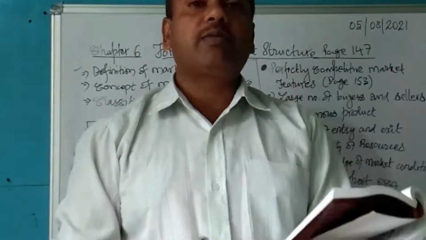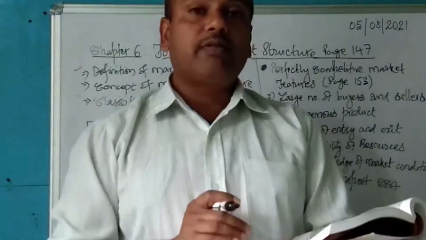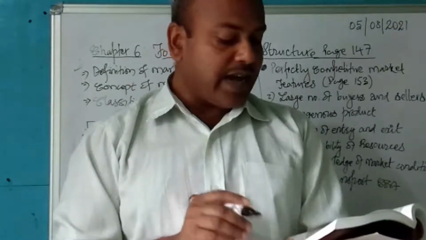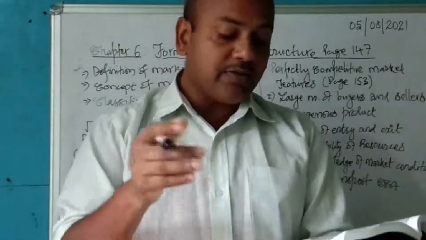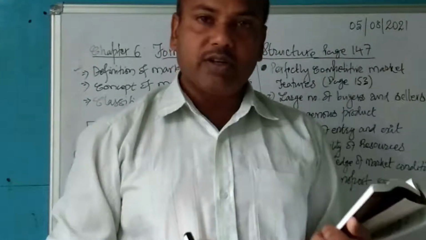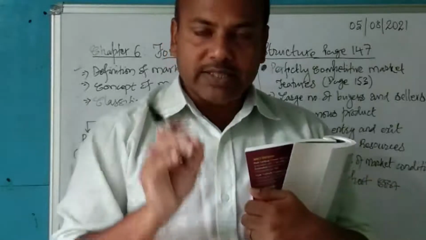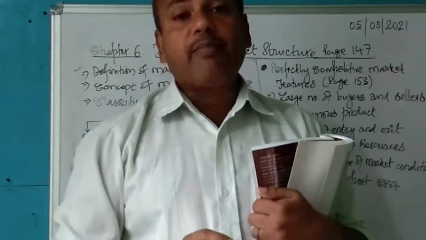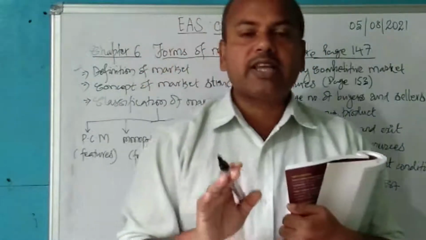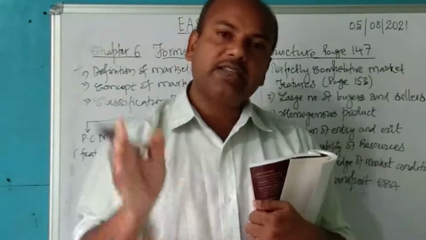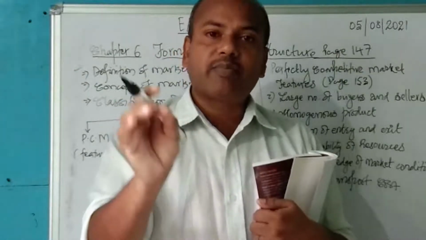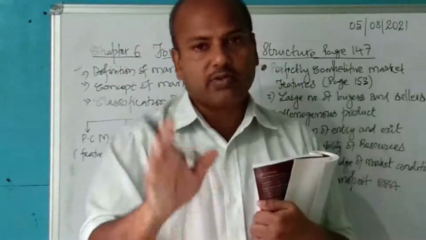Now, according to the book on page number 147, the market has been defined as a market means a system or a setup in which the buyers and sellers of a commodity are able to communicate with each other and strike a deal about the price and the quantity to be bought and sold. So that is a market. So market means, in simple words, let me explain you what is a market. Market means any place where the buyers and consumer meet, communicate and strike a deal regarding the quantity and the price of the product to be purchased and sold.